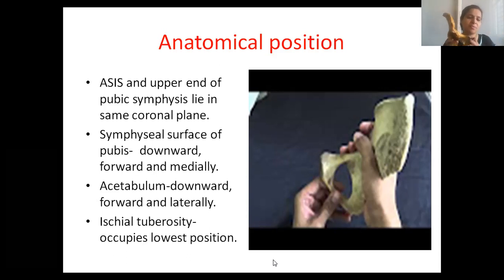Then symphysial surface, this is the symphysial surface, symphysis pubis. So this symphysial surface of the pubis, how is the direction? It is downwards, forwards, and you should hold in such a way it should come in midline. It should be held medially. Okay, acetabulum should face forwards and laterally. Ischial tuberosity, that is occupying the lowest position like this. Okay, so this is the anatomical position of the bone.